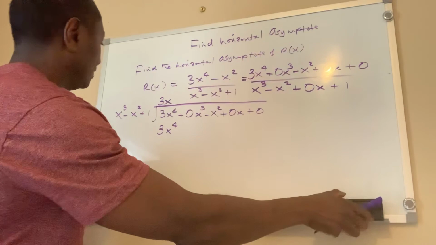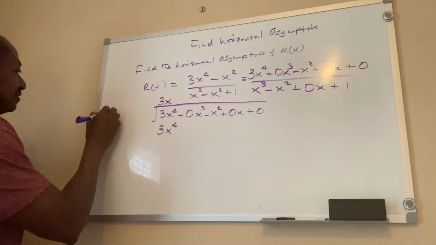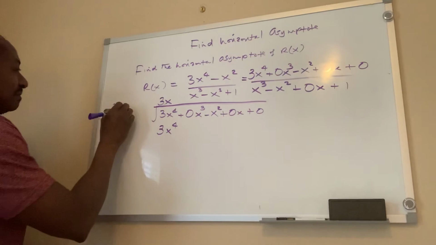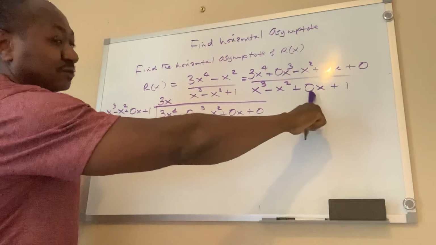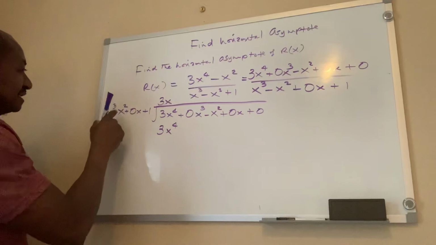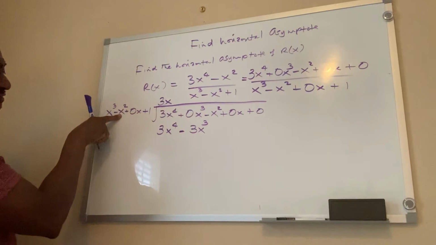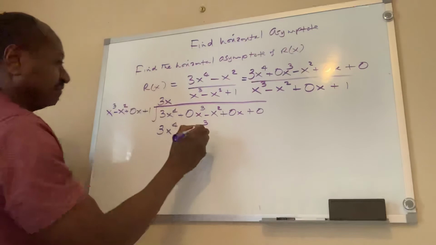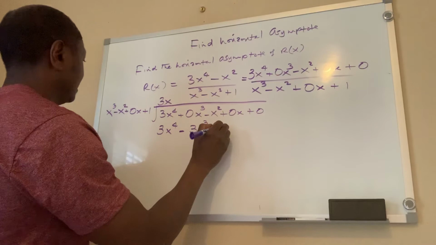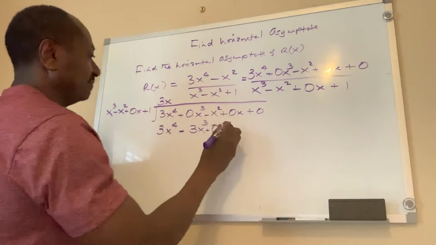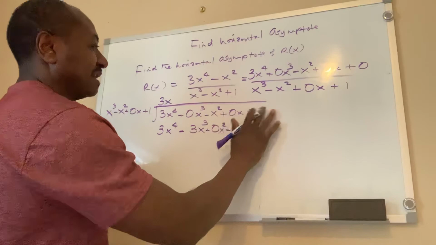wait a minute. So let's rearrange this again. We're dividing by x cubed minus x squared plus 0x plus 1, right? We created our placeholder here. So this times this will give me this. This times this will give me minus 3x cubed, right? 3 times 3x. 3x times negative x squared. Okay, this times this will give me plus 0x squared. Okay, and then this times this will give me plus 3x. I don't care about the constant because it's 0.